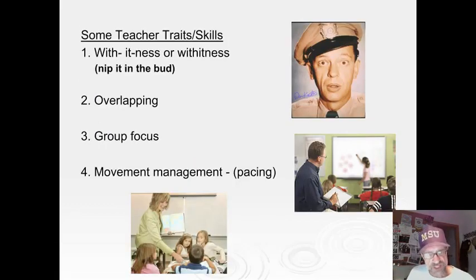Some teacher traits that help in maintaining an effective learning environment. This is somewhat of a transition, but withitness. Now, I did not make this term up. This is actually a term. It means being aware of what is happening in your classroom. You see your students. You are aware of what is going on at all times. You don't zone out and focus on one student. Overlapping is like multitasking. You can do two or three things. You can talk to one student and maintain some idea what's going on over here and over there.